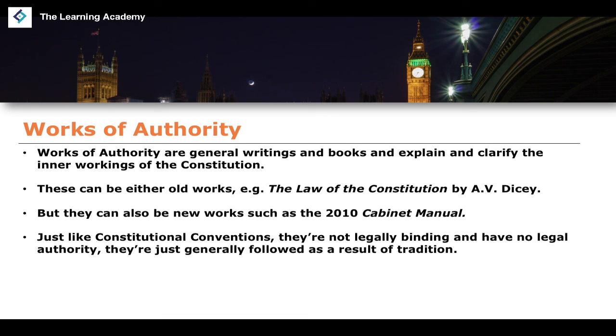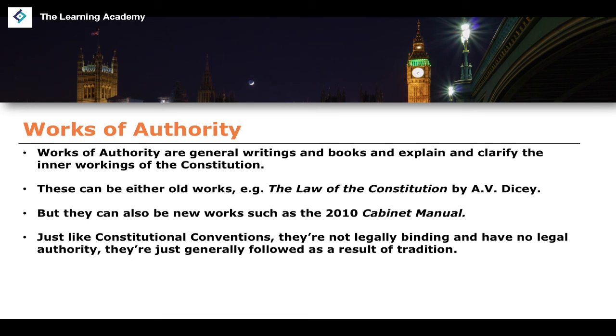And just like constitutional conventions, there's no legal enforcement or policy that legally binds these works of authority. They're just generally followed as a result of tradition. So they're almost a bit like constitutional conventions in this case. And they're only followed because they are works that explain and seek to provide justification and rules and clarification for different aspects of the inner workings of politics and the Constitution.